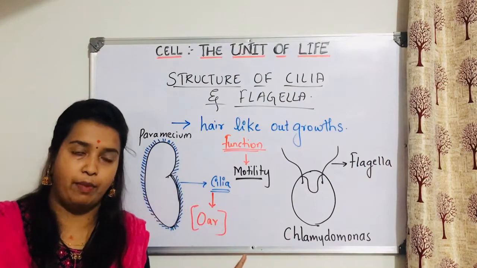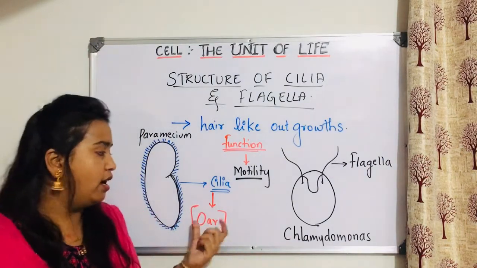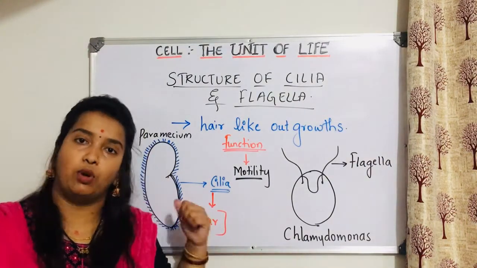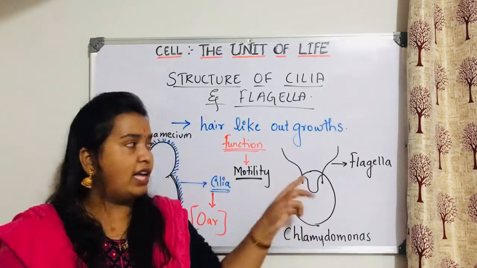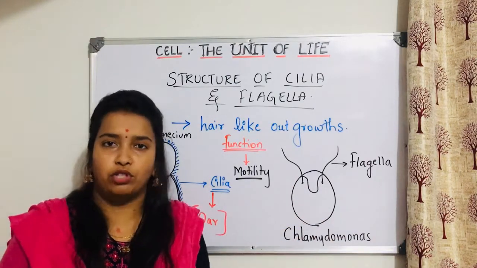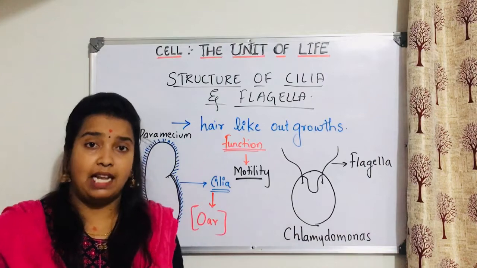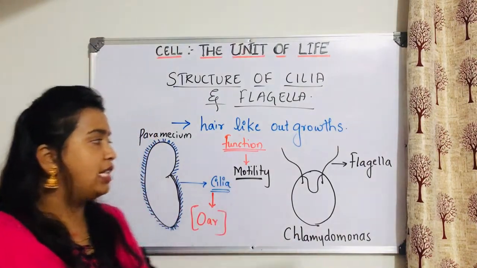So you should remember this in case they ask this question: oar-like movement is shown by what? It's shown by cilia, not flagella. Flagella is a wave-like motion, you can say. The movement is like that. Okay, so I hope this is clear.